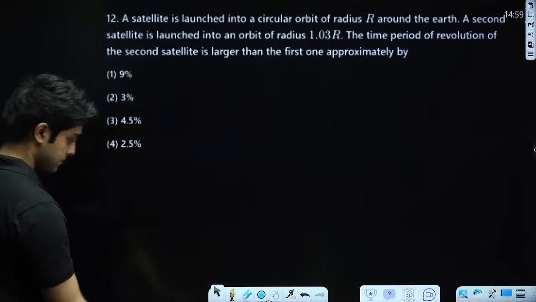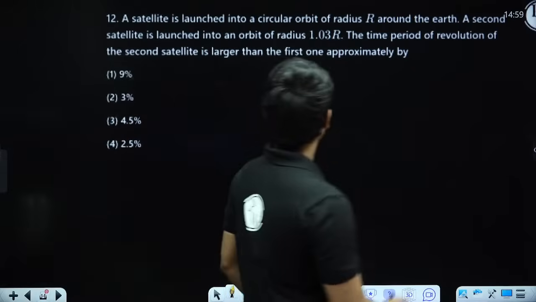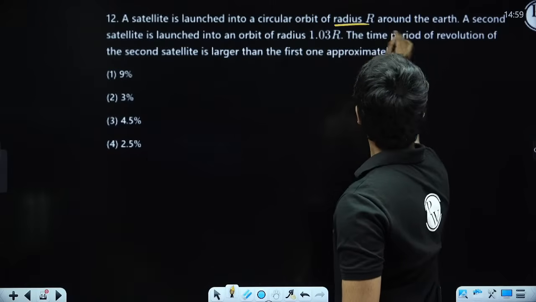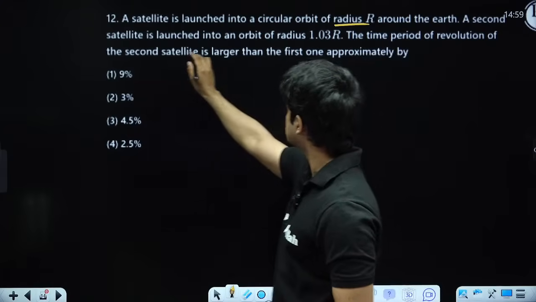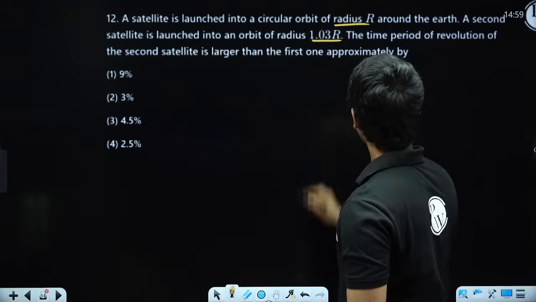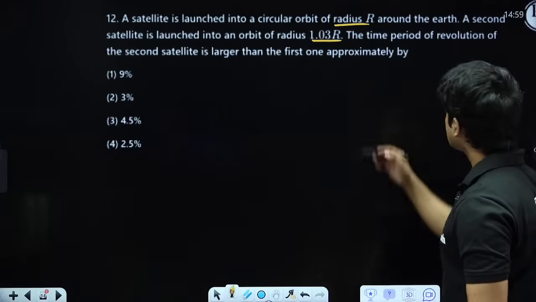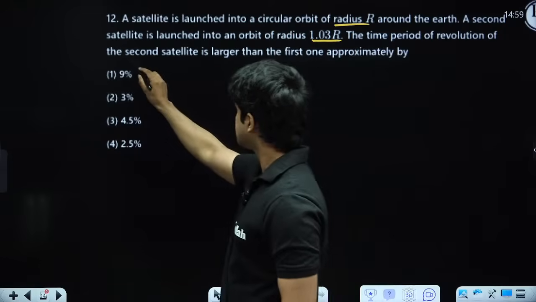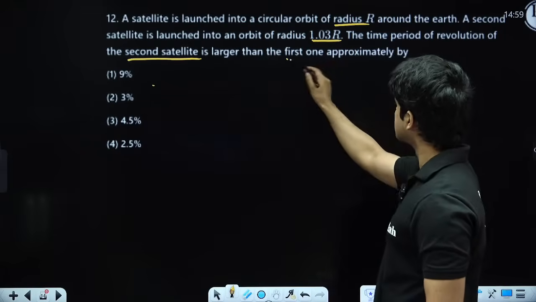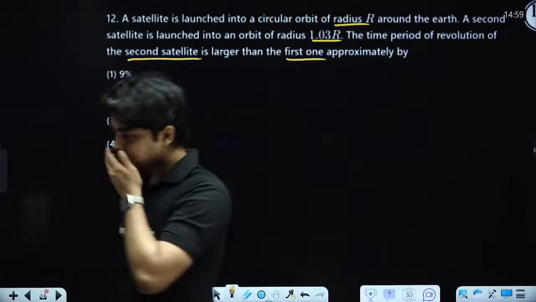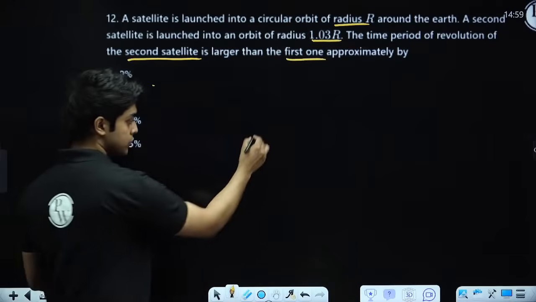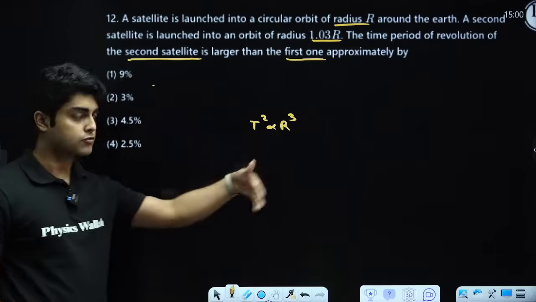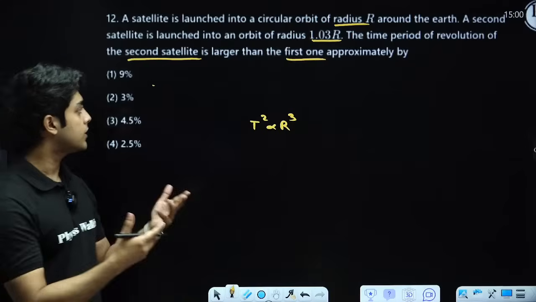Hope it's fine now. So a satellite is launched into a circular orbit of radius r around the Earth. The second satellite is launched into an orbit of radius 1.03 r. So here r is the radius of Earth. The time period of revolution of the second satellite is larger than the first one. So using Kepler's law, we know that T squared is proportional to r cubed. So the larger the radius of the satellite, the greater will be the time period.